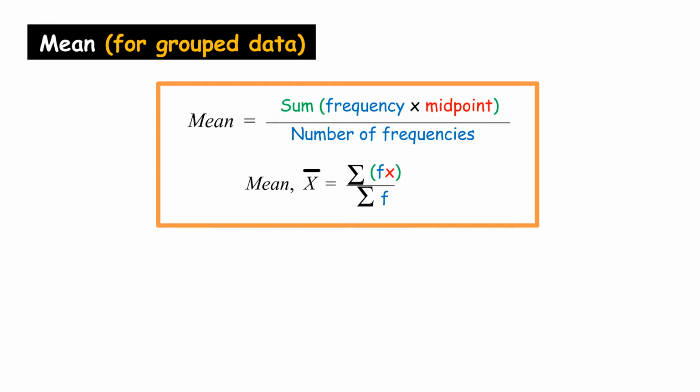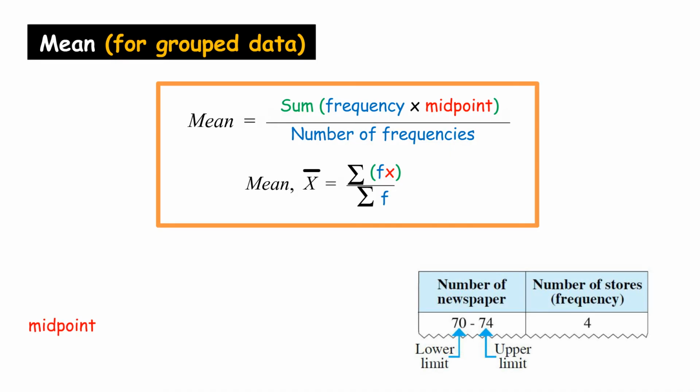To calculate the mean of group data, the first step is to determine the midpoint of each interval or class. Midpoint equals lower limit plus upper limit divided by 2. These midpoints must then be multiplied by the frequencies of the corresponding classes. The sum of the products of fx divided by the total number of frequencies will be the value of the mean.